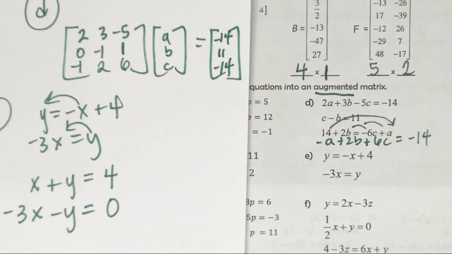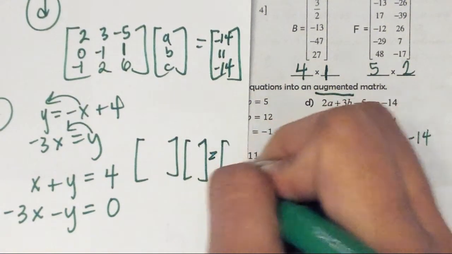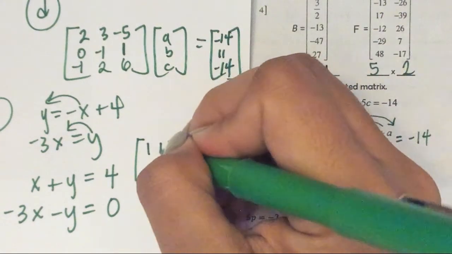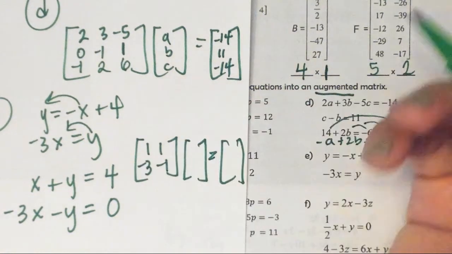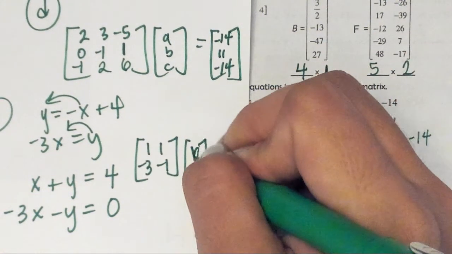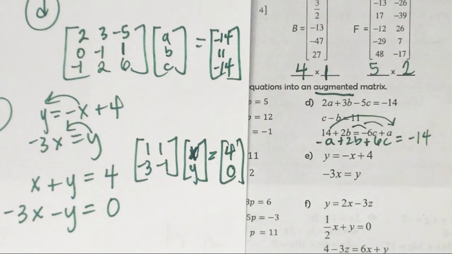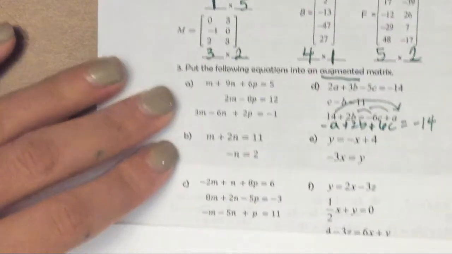So when I'm setting up my matrix, kind of small, okay, so the leading coefficients for these are 1, 1, and then down here the leading coefficients are -3, -1, and then I have x, y, and then my answer is just 4, 0. And that's part E. Alright, so let's go to F.